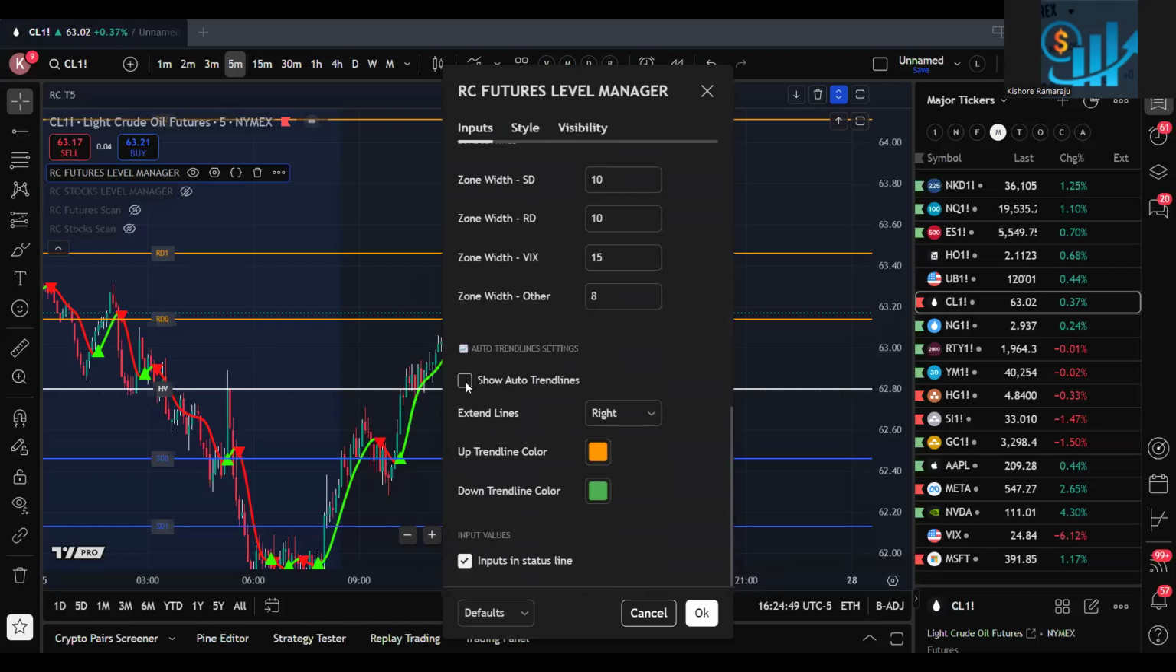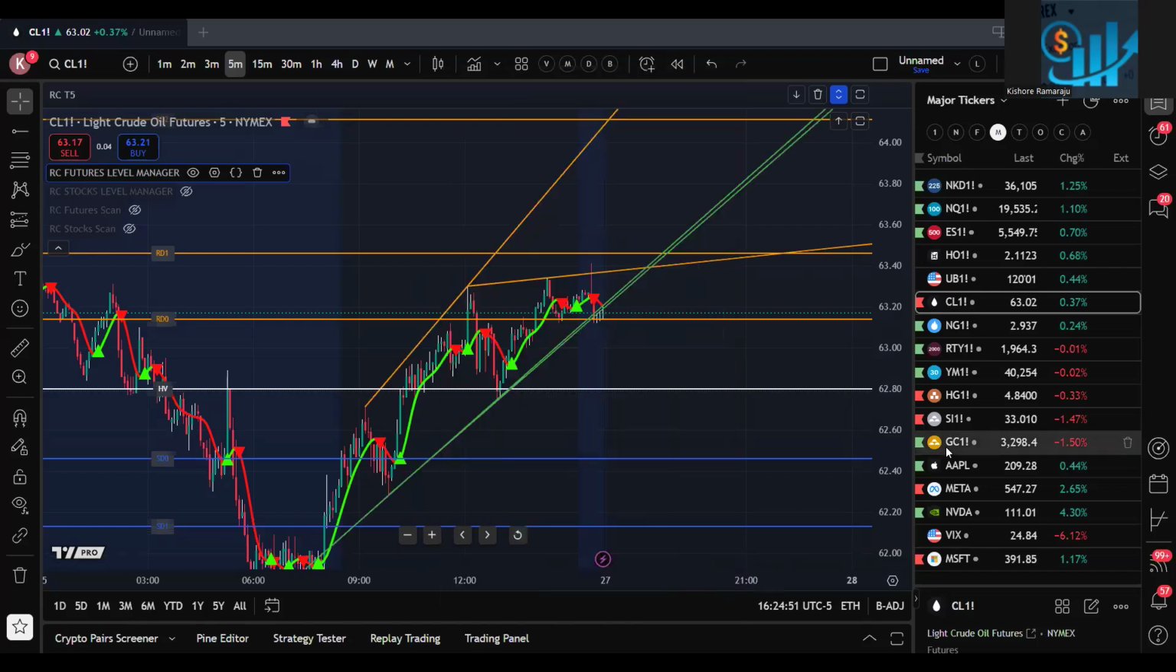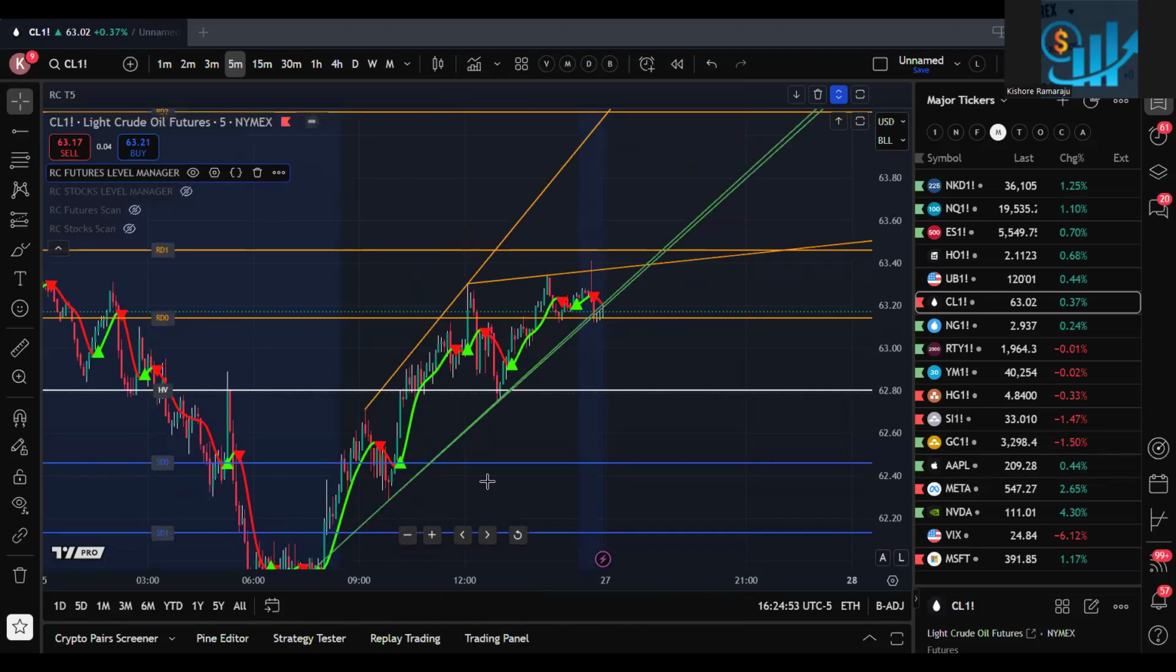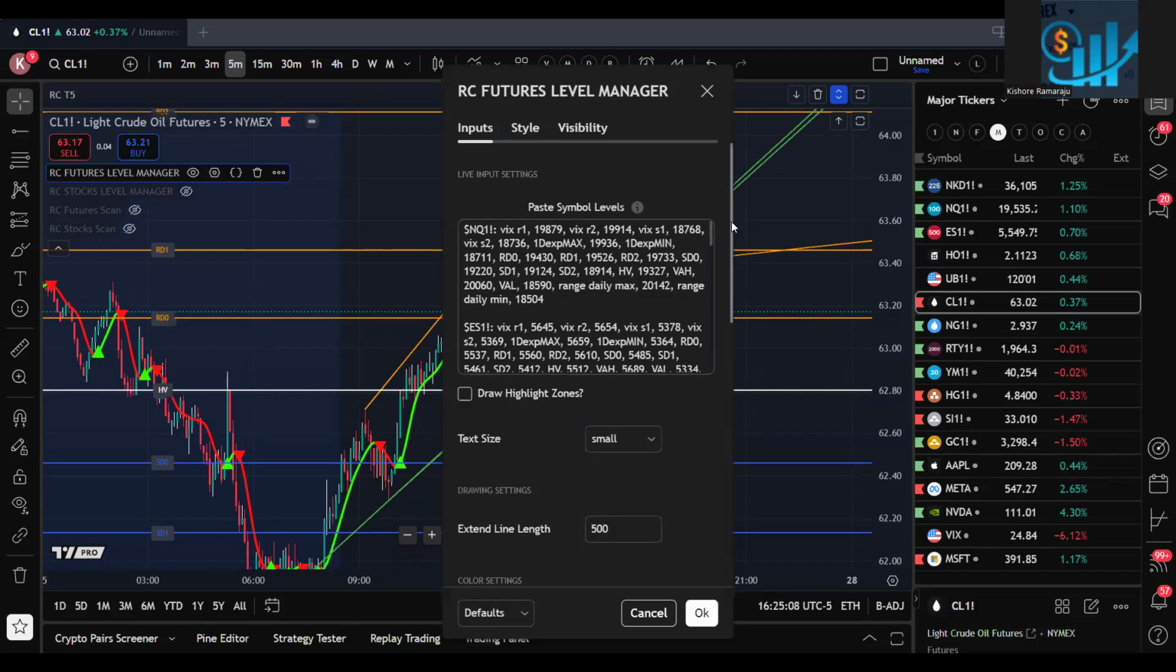If you want, you can also enable the auto trend lines. It will also show you, okay, price came to the bottom, went to the top, came to the bottom, right? This is the magnetic area, and you have a trend line support. Again, it went up, you got a trend line resistance. Like that, if you want, you can also enable auto trend lines there.